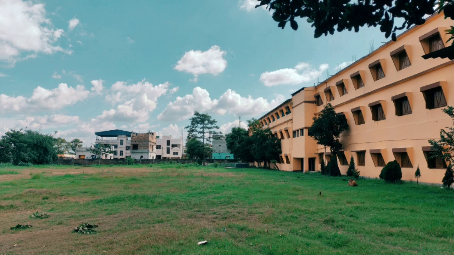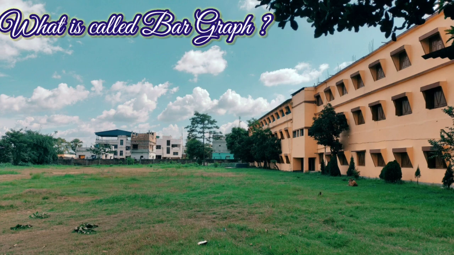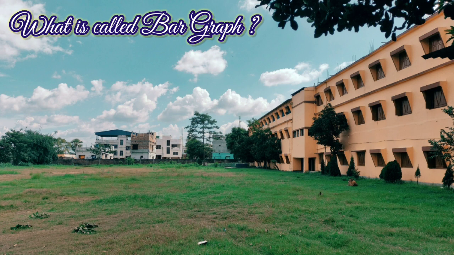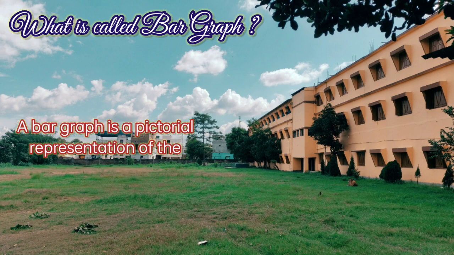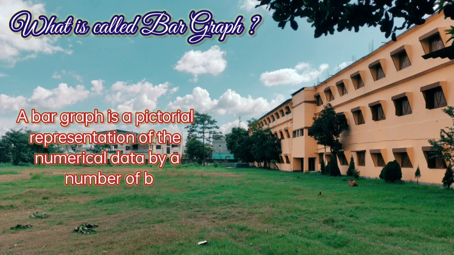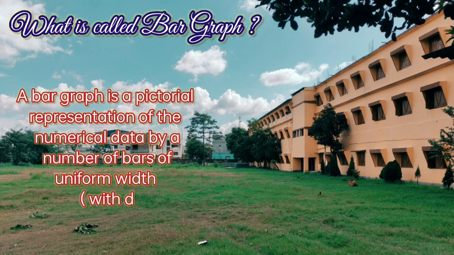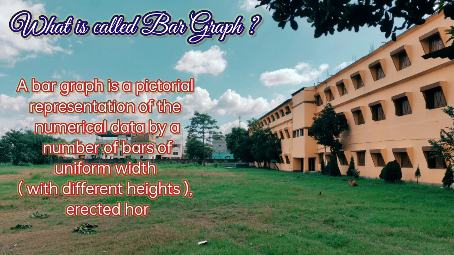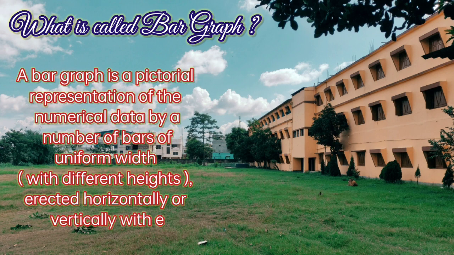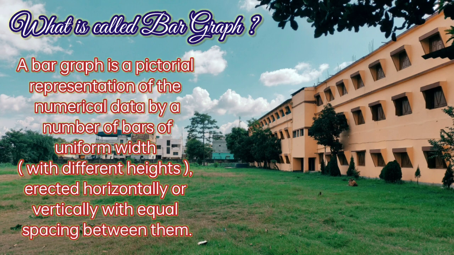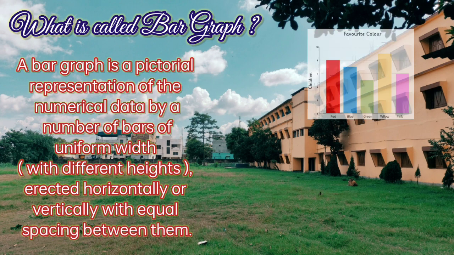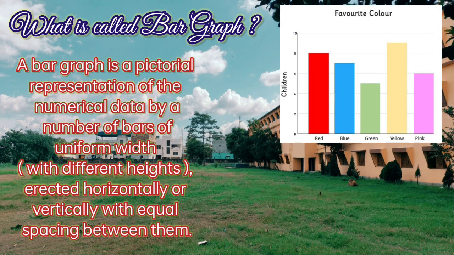Before that, we need to know first what is called a bar graph. A bar graph is a pictorial representation of numerical data in the form of a number of bars of uniform width with different heights, erected horizontally or vertically with equal spacing between them. As you can see alongside on the given screen, this is the standard bar graph.